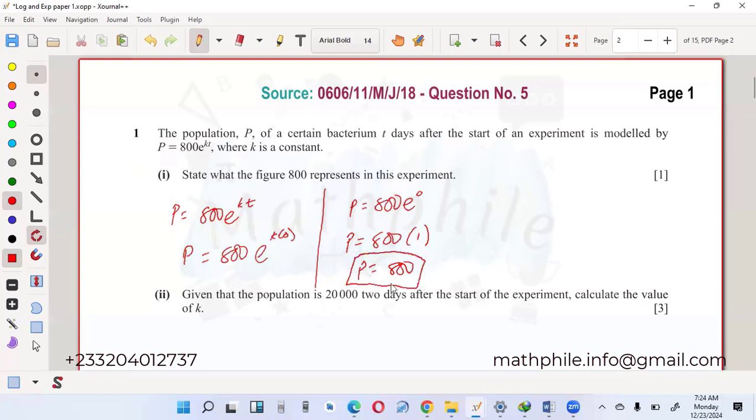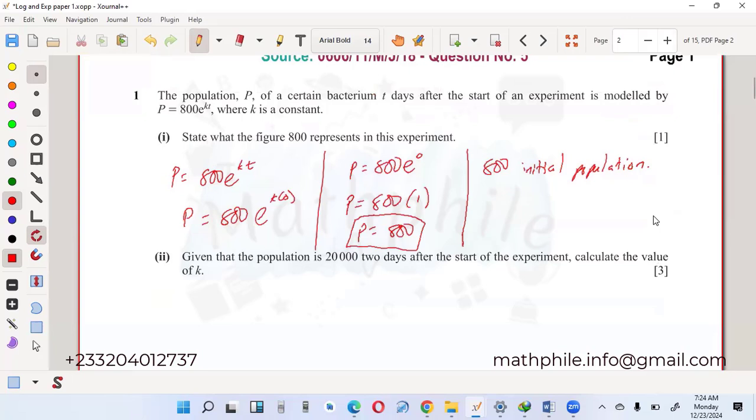We've gotten the P over there to be 800. But how did we get P to be 800? That was when t was equal to 0. And I just said something. When t is equal to 0, what does it represent? The initial. So the initial position. So in this case, we are talking about population. So you can say that the 800 represents the initial population. Is that okay? Yeah. So the 800 represents the initial population.